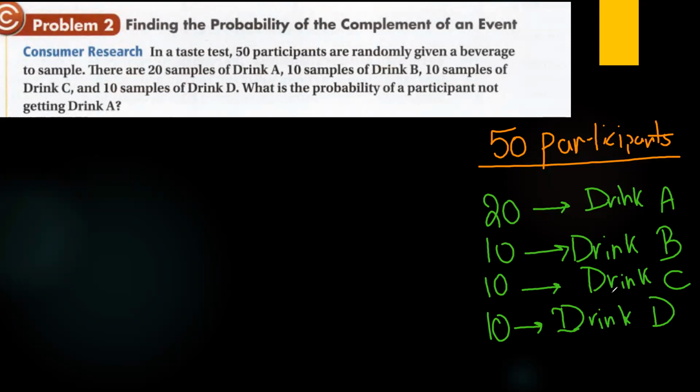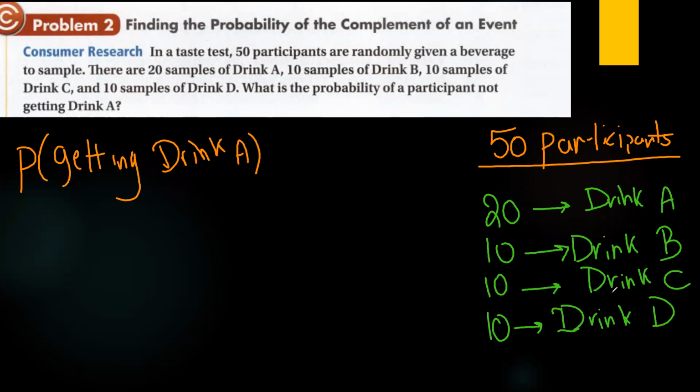30. Now, let's see here. Be careful. Probability, you don't say 30, it's 30 over something. Yes. Now, so here we need to find the probability of not getting A. How would you solve it? The first way, you have to find the probability of getting drink A. 20 over 50, which is 20 over the whole number, which is 50.